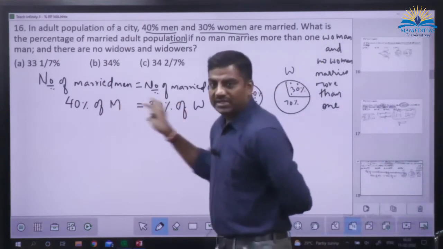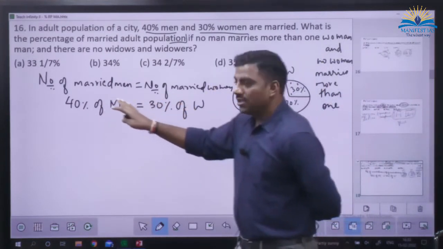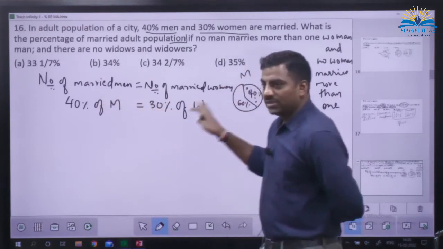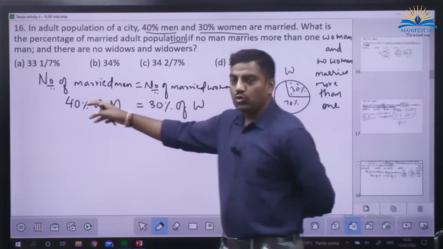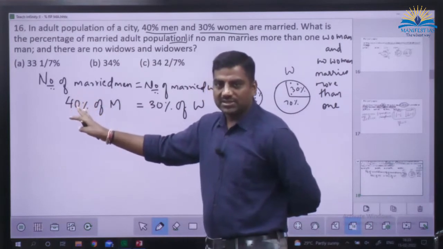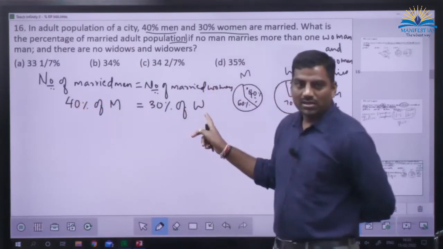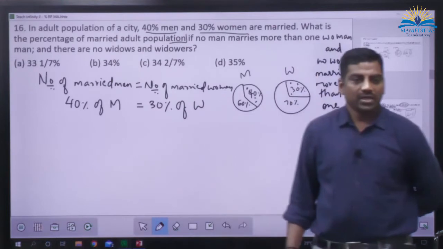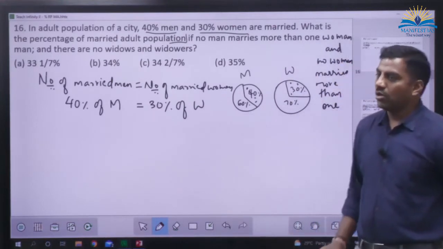Whenever you are comparing such equations, some percentage of something is equal to some percentage of something, don't be fooled by this bigger percentage. You select the other one. So here women are more. Yes or no? Women are more.